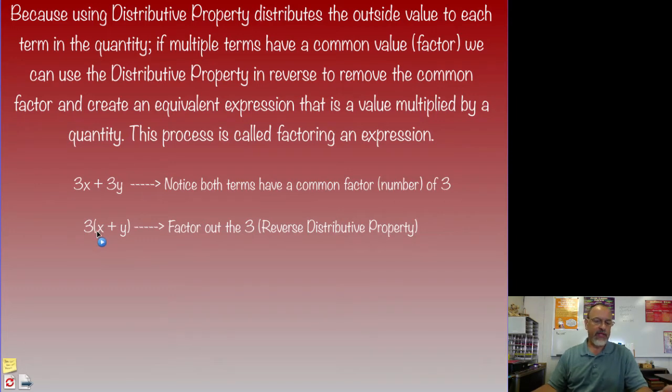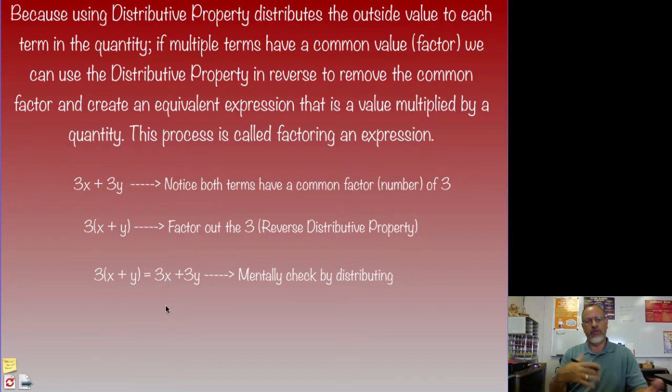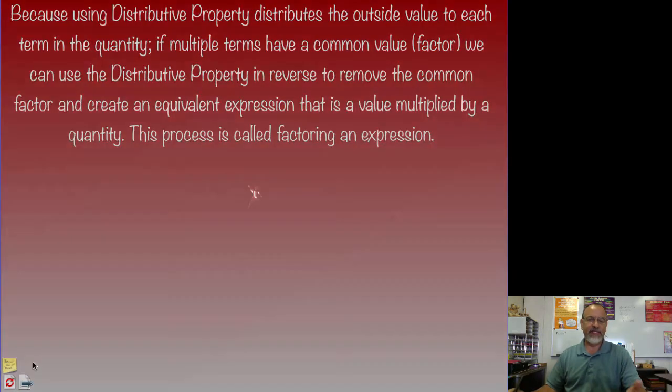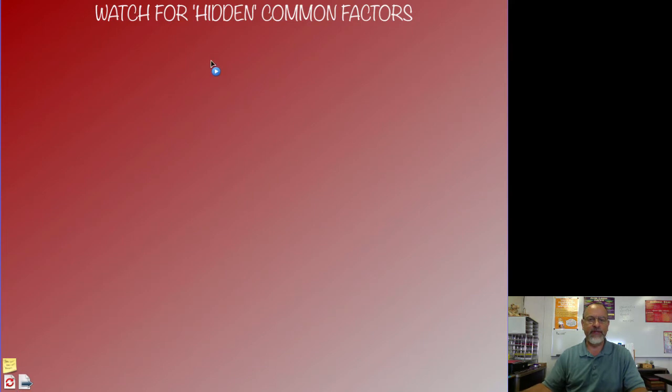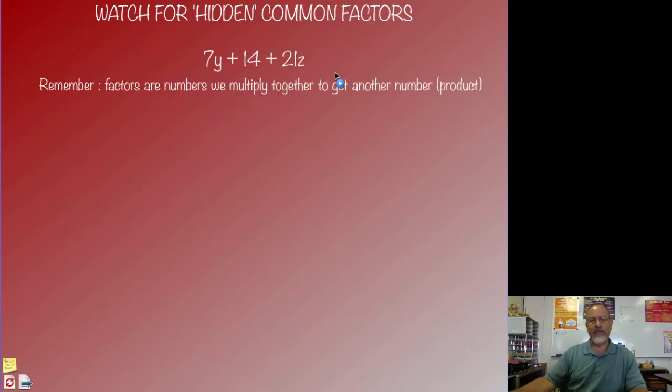And I can double check this by just distributing the 3 back in and seeing if I end up with the same value. Okay, so the distributive property in reverse will divide each term by the same number. In the distributive property, we multiply each term in the parentheses by the same number. Okay, now sometimes they're easy to see like that. You can see the 3 in both of those, and sometimes they're not so easy.